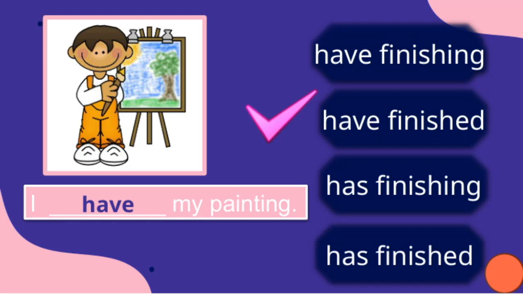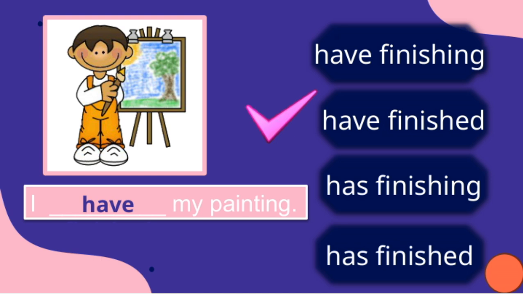So on this slide, we're looking at how to correctly express the phrase, have finished, in different contexts. The first one, I have finished my painting, is the most common and correct way to say that I've completed my painting. It uses the present perfect tense, which is often used to describe actions that are completed recently or have relevance to the present moment.